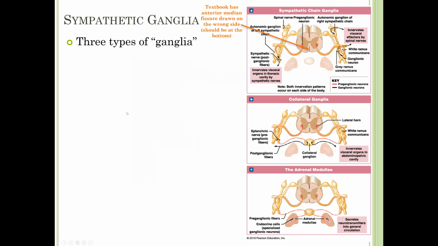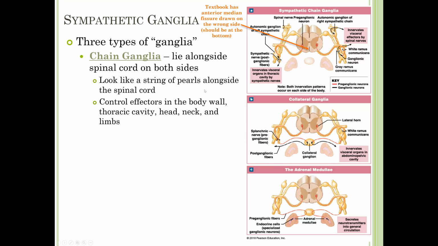All right, so the first type of sympathetic ganglia are the chain ganglia. And the chain ganglia lie along both sides of the spinal cord. So again, I mentioned that this one right here was the dorsal root ganglion, and then you can see this is a chain ganglion, this is a chain ganglion. They extend up and down in a chain along both sides of the spinal cord. So they look like a string of pearls running along both sides of the spinal cord. And so the neurons that originate in the chain ganglia control effectors in the body wall, the thoracic cavity, the head, the neck, and both limbs.